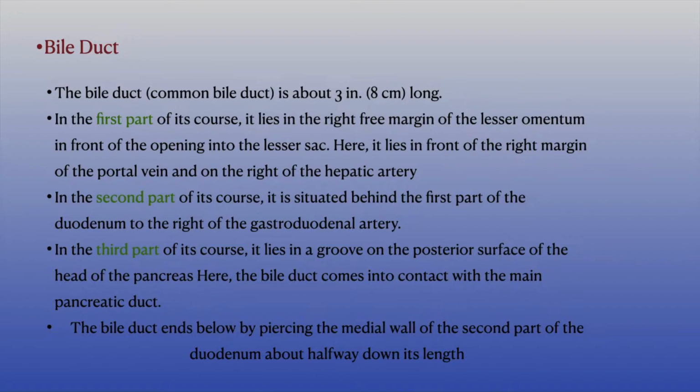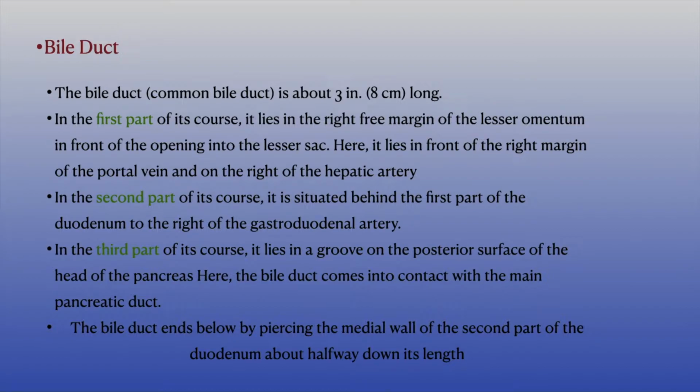The bile duct, or the common bile duct, is about 3 inches long. In the first part of its course, it lies in the free margin of the lesser omentum in front of the opening in the lesser sac. Here it lies in front of the right margin of the portal vein and to the right of the hepatic artery.